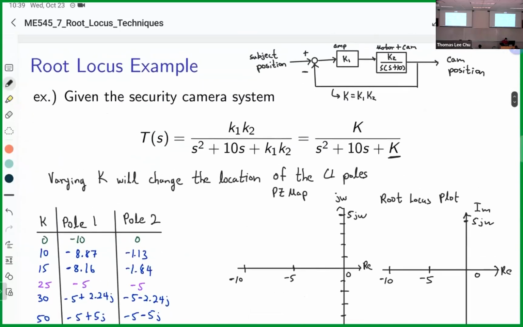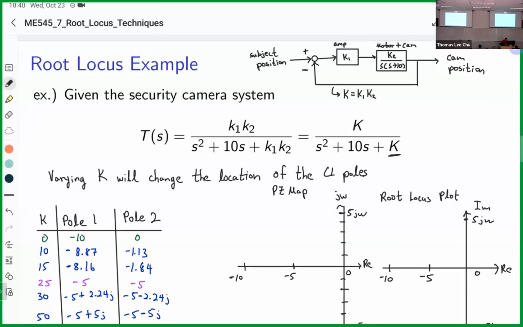Then we went to this example here in the textbook where they have a model of a security camera system, where we have the motor plus camera modeled as K2 over S times S plus 10, and then the amplifier, which is K1, and then we combine K1 and K2. In this instance, maybe the motor plus cam, the K2, is fixed. So then maybe we can just change how much we amplify the signal. So that's how we control the gain K.